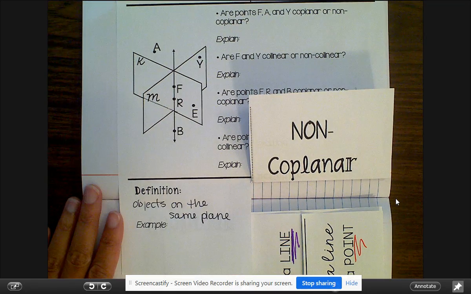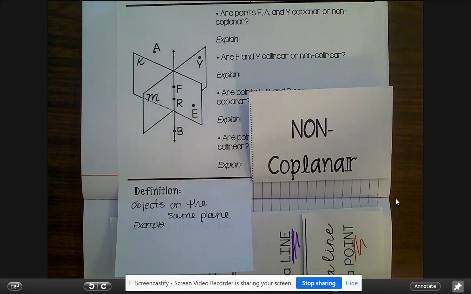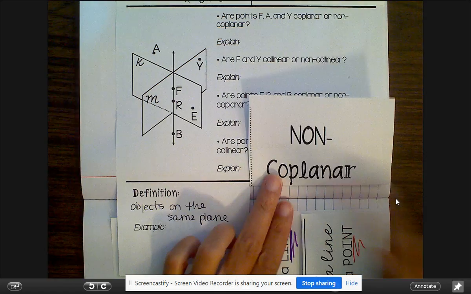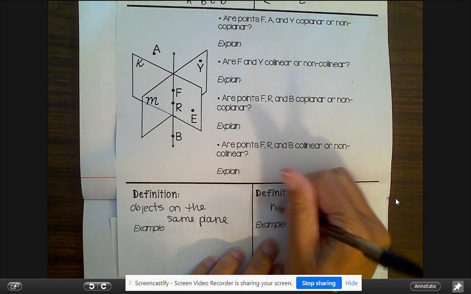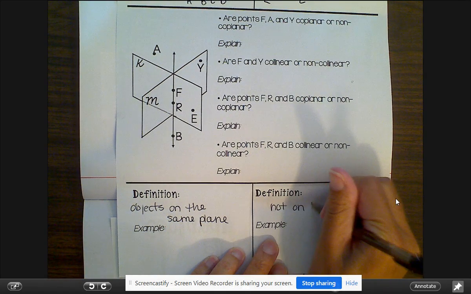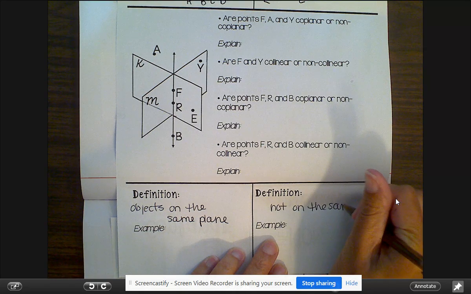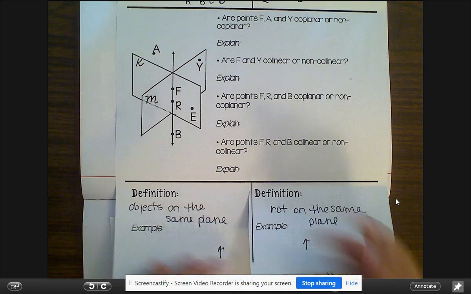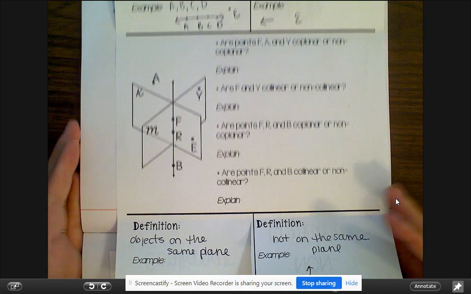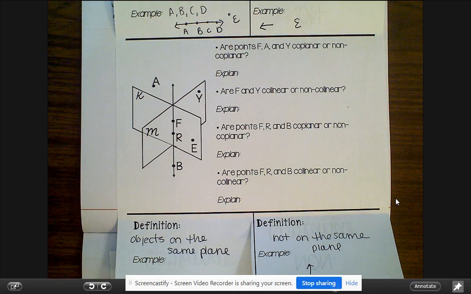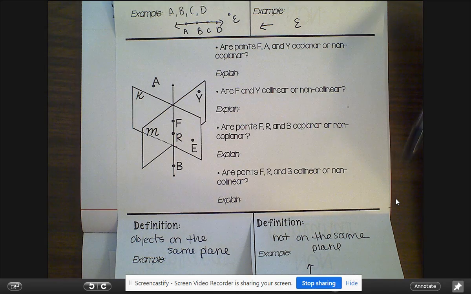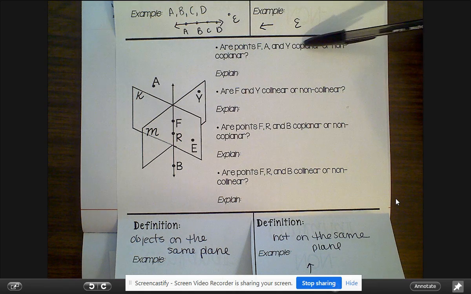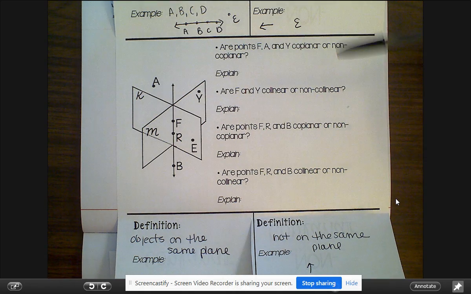And we're going to do an example right up here, so I'm not going to draw. It would be terrible. And then to be non-coplanar would be not on the same plane. We're going to do examples up here of those. So if we look at that middle, we have a lovely picture to use that I already created. We want to answer the question, are the points F, A, and Y coplanar or non-coplanar?